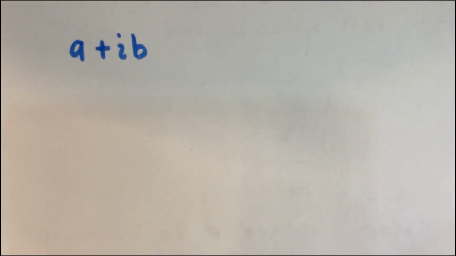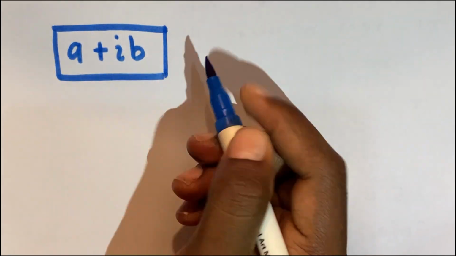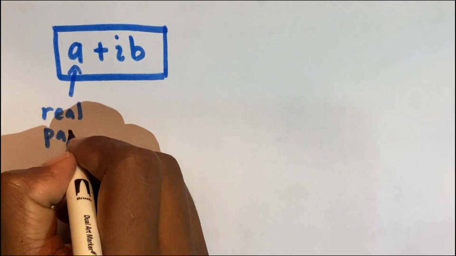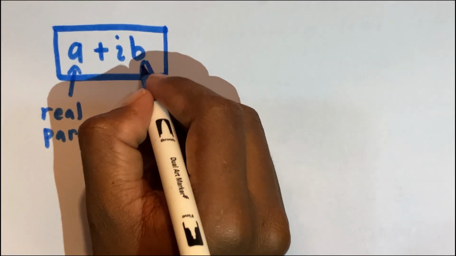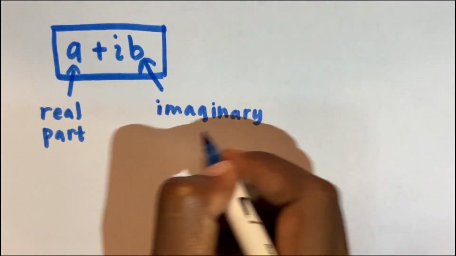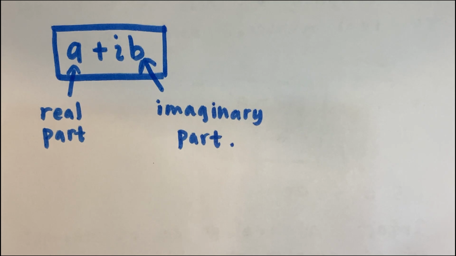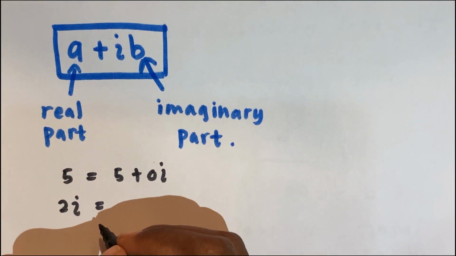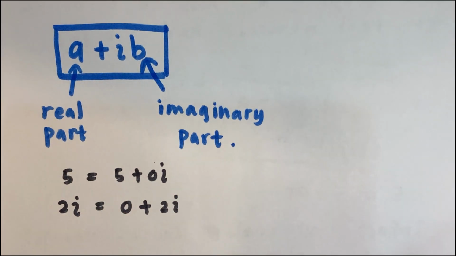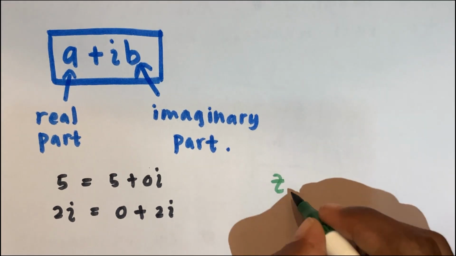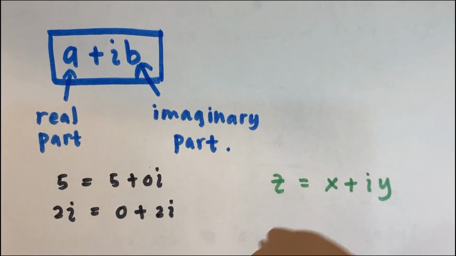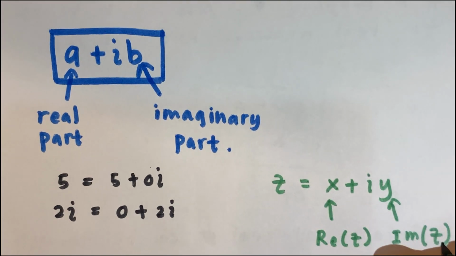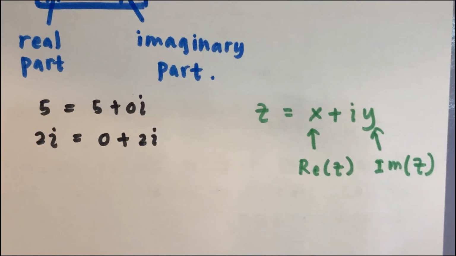Consider a plus ib. a means real part. b means imaginary part. So, we can write 5 as 5 plus 0i and 2i as 0 plus 2i. Using notation, z equals x plus iy. In here, x means Re z and y means Im z.